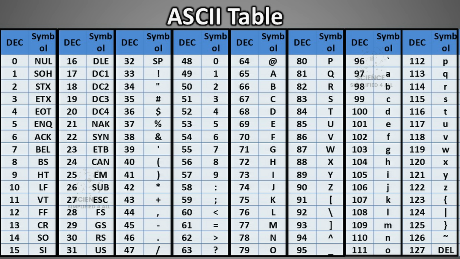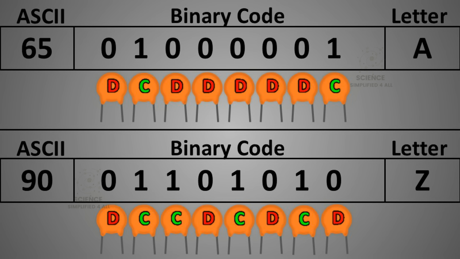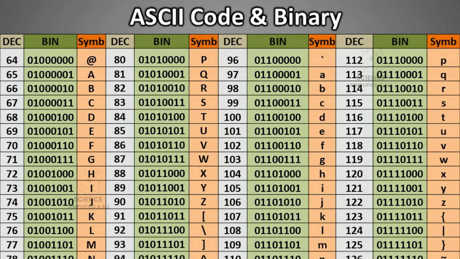The important point is this: whenever we type any text, every character has a corresponding ASCII code. That code has a corresponding binary code. And in memory, the on-off states of capacitors represent that binary code. This is how all text content is stored inside a computer.